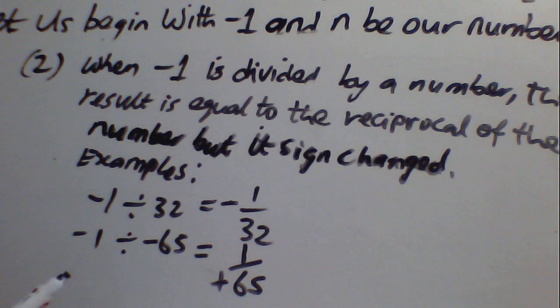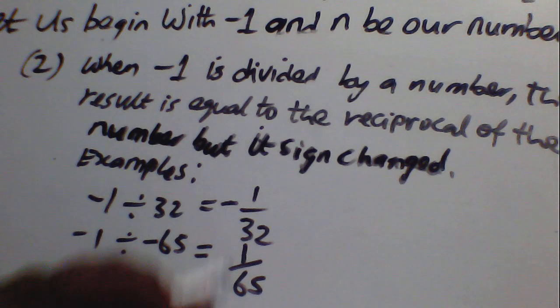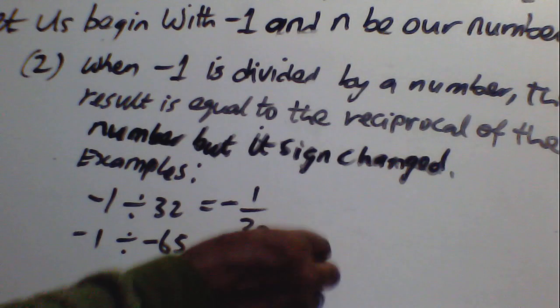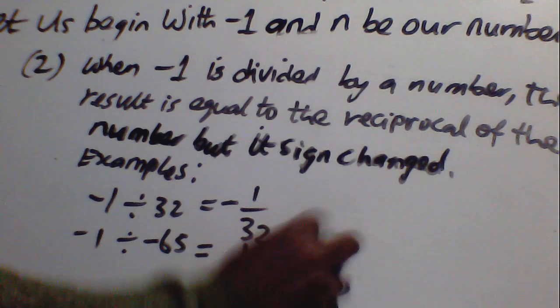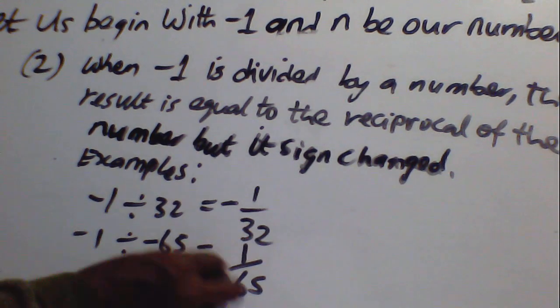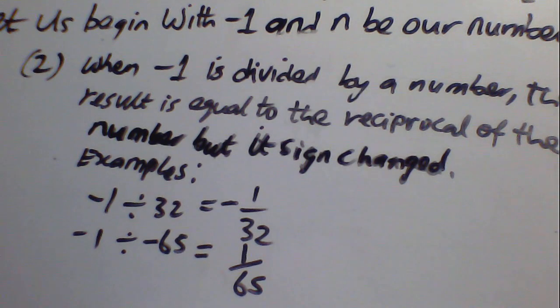It is still correct, but in this case we always omit plus, because we know 1 over 65 is the same as plus 1 over 65 in mathematics. So we always don't write it if the number or fraction stands alone, or is the first fraction or number to be written. So minus 1 is divided by minus 65. The result is equal to 1 over 65.